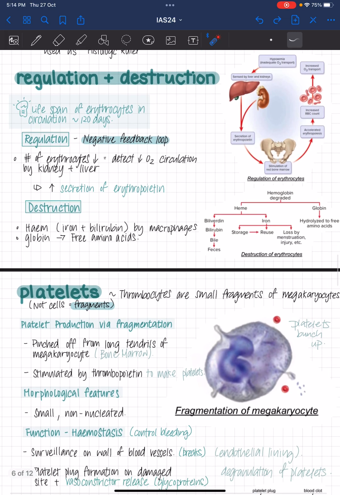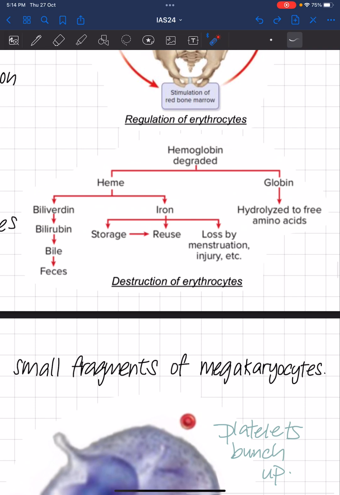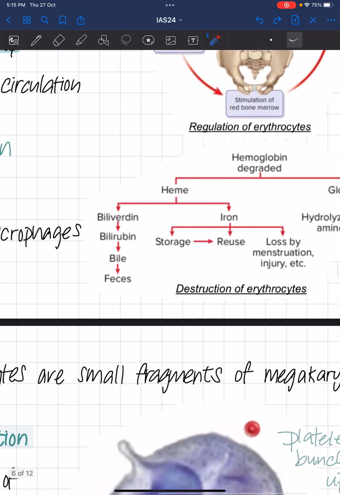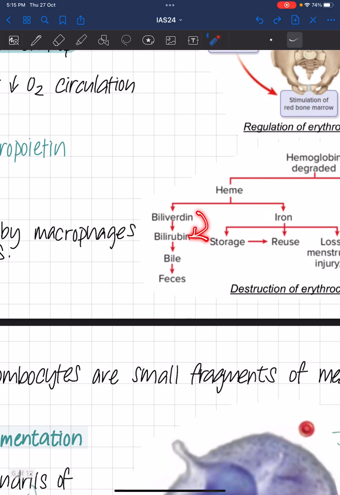Okay, and talking about the destruction of red blood cells, actually they have a lifespan. The erythrocytes die every 120 days. But then how red blood cells are degraded is that it forms two groups, the heme group and the globin group. The globin groups are simple. They just get hydrolyzed into free amino acids, and then they can be taken up by the body for uses or storage. The heme group makes biliverdin and iron. Iron can be stored in the body, reused, or lost during menstruation or in injury. Biliverdin thus gets converted into bilirubin, and bilirubin can be converted into bile and excreted through feces.